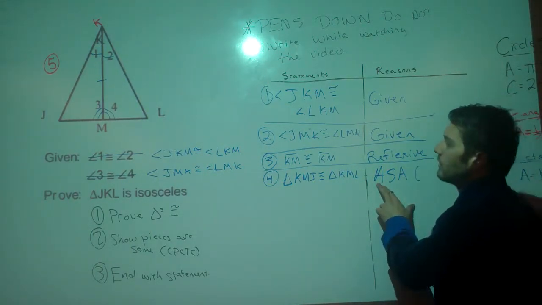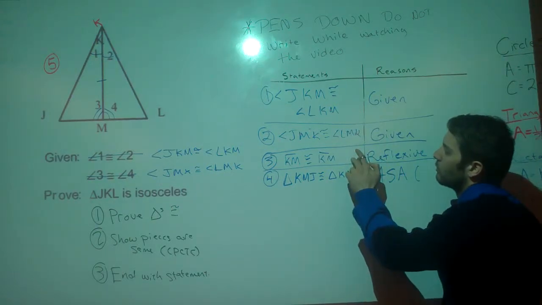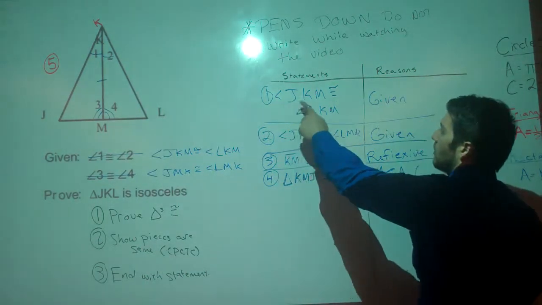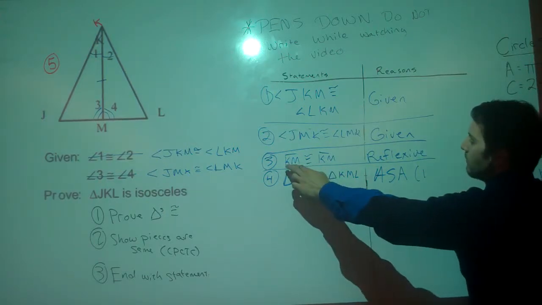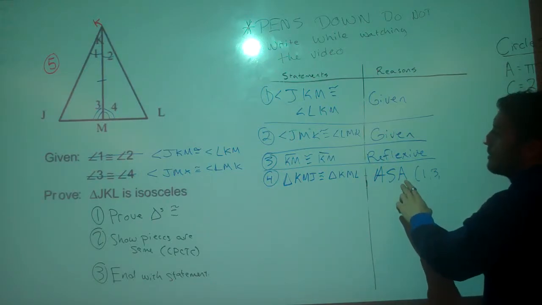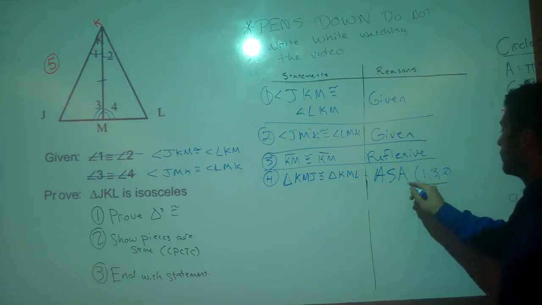I'm going to check to see if the things I have drawn in my picture, the angle, side, and angle, are actually in my proof. The first angle I have drawn is found as being congruent in step 1 here. The side in the middle, I have written that that is the same as itself in step 3. And that angle on the bottom, I put in step 2 as being congruent. I have not missed any pieces.